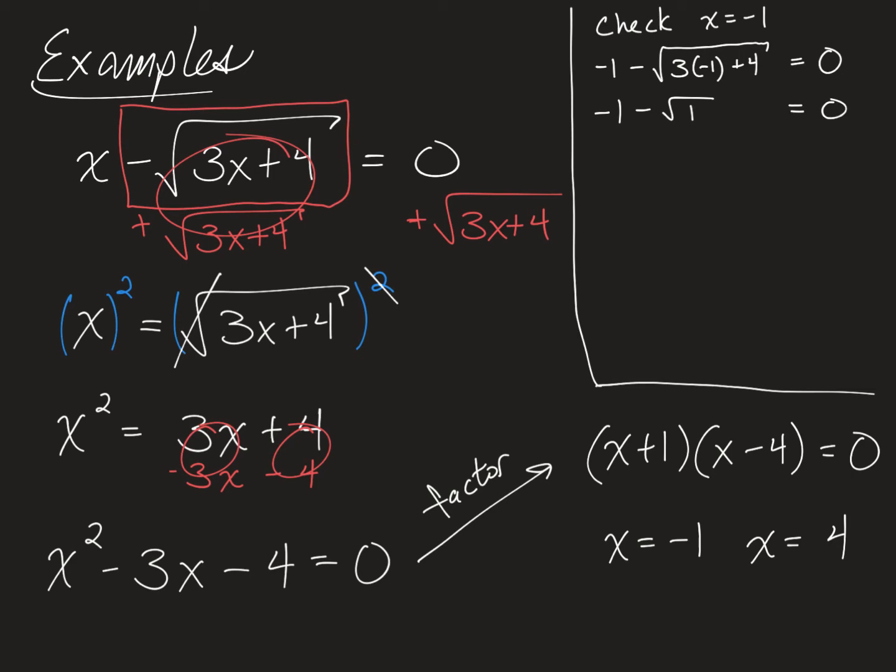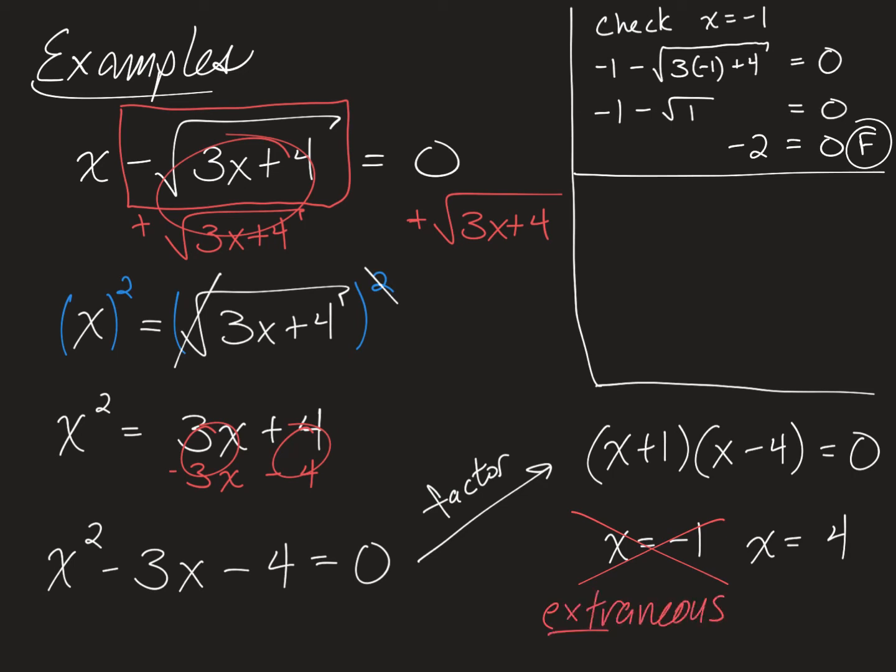And I know the square root of 1 is 1. So this would be -1 minus 1 equals 0. It turns out that -1 minus 1 more is not 0. It is -2 equals 0. So this is false. So that means in our answer down here, we cannot include x equals -1. We would say that is extraneous, or extra. It doesn't count. We got an answer, it was an extra answer, it didn't work. So now we have to go through and check 4.